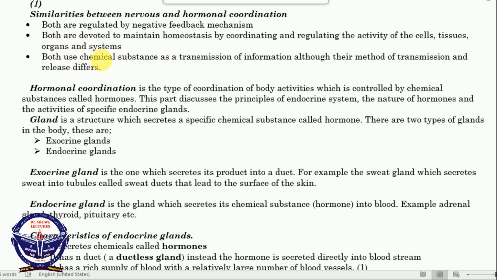Also, the third similarity is that both use chemical substances to transmit information, although the method of transmission and release differs. The method of transmission and release of the chemicals in the endocrine and the neural coordination differs. Neural coordination uses chemicals as transmitter substances in the synapse, while hormonal coordination uses chemical substances as transmitters all over the body.